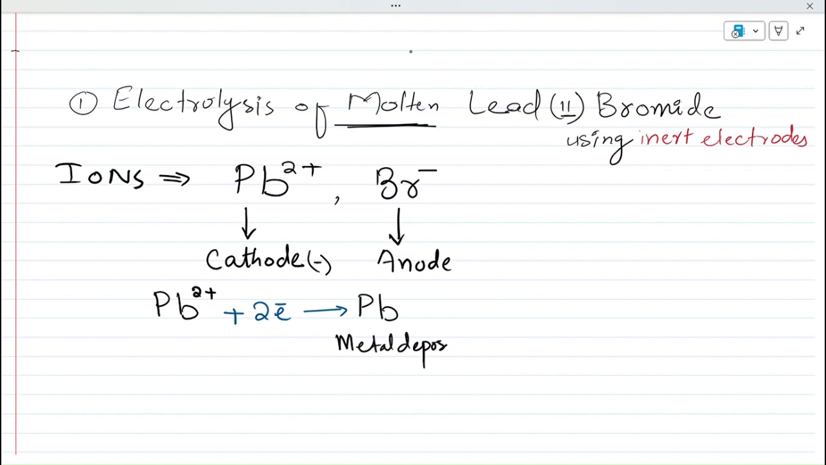If we talk about the anode, in the same way, there is the bromide ion. At the anode, the bromide ion will be reacting by the loss of electrons.